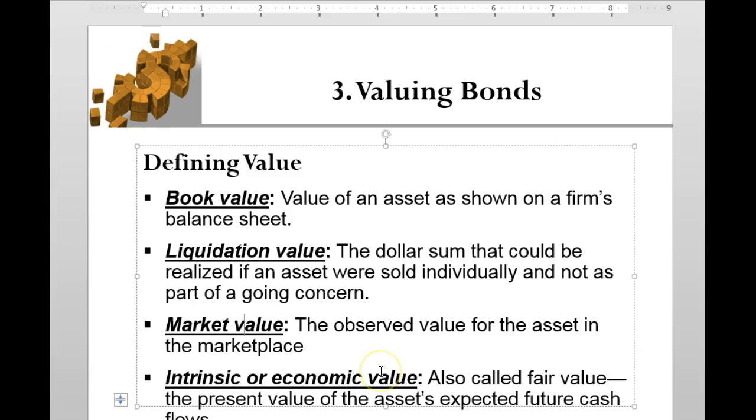And that's what the investors are willing to pay for the market value. And then there's an intrinsic or economic value, and that's the fair value. That's the present value of the asset while looking at its expected future cash flows. And those cash flows are going to be the principal being paid back and the interest payments. So you're going to bring those back to present value. That would give you intrinsic or economic value.